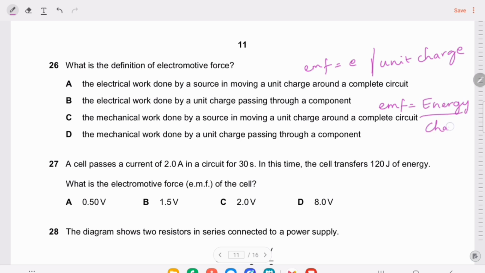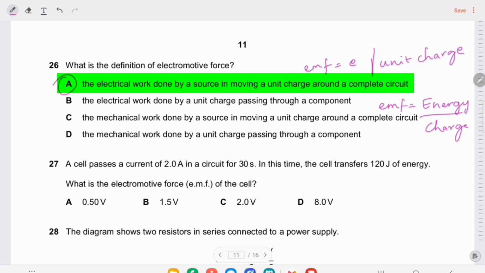divided by charge. Imagine giving 100 rupees to each student in the class. The amount each student receives is similar to the energy each coulomb receives from the battery. If the question says energy supplied by the source, think it's electromotive force, and the definition is given in option A, that is the electrical work done by a source in moving a unit charge around the complete circuit.